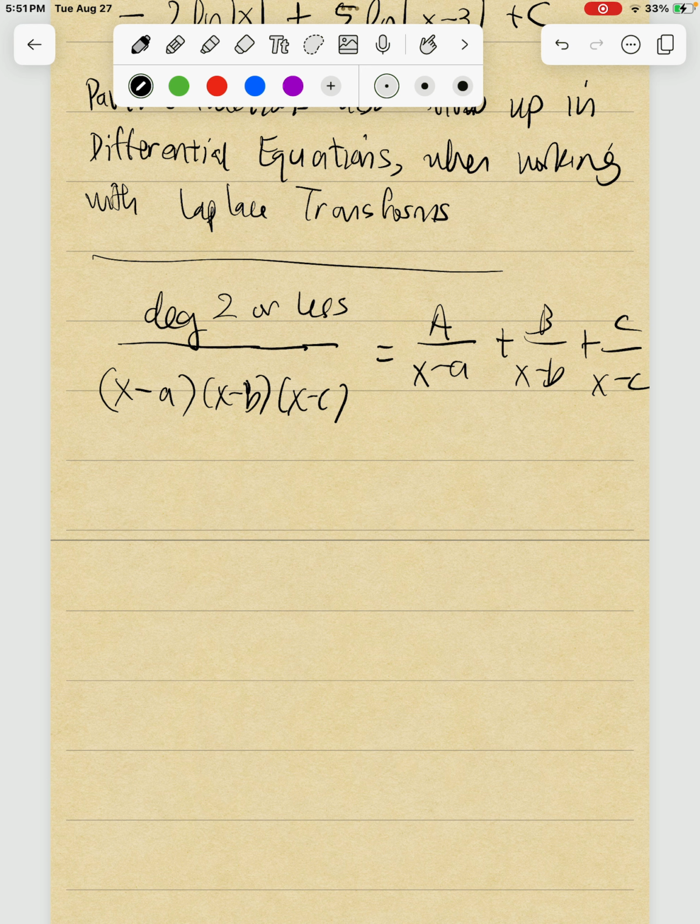And then we'll talk about what happens if you have the same factor repeated. Here a is not equal to b, is not equal to c. But you might have something like over x minus 1 in parentheses squared, or x minus 1 in parentheses cubed. Then it will be actually different than what we have. So we'll talk about that in a different video.